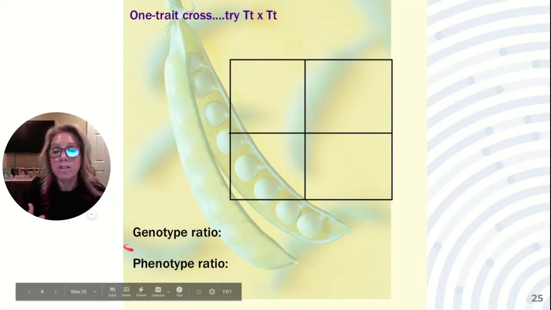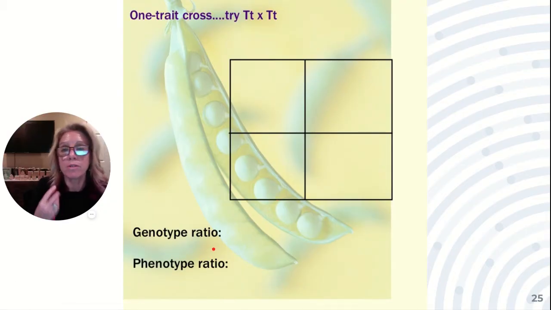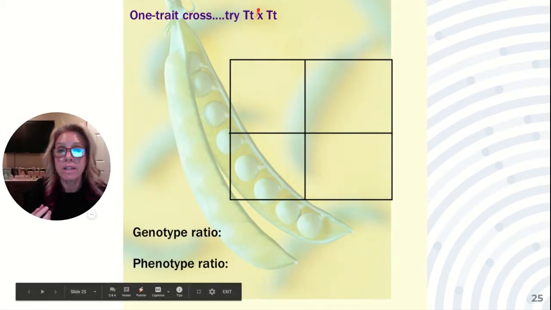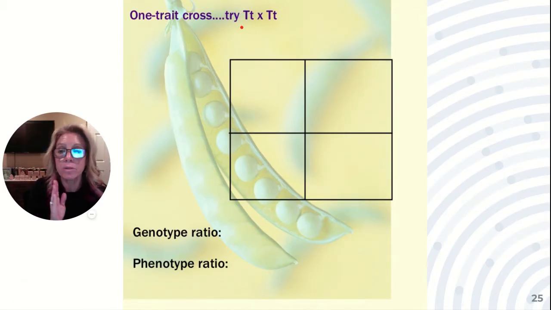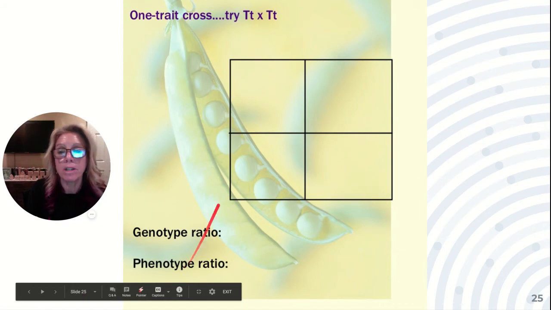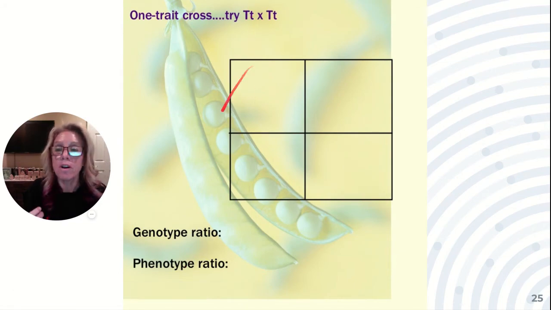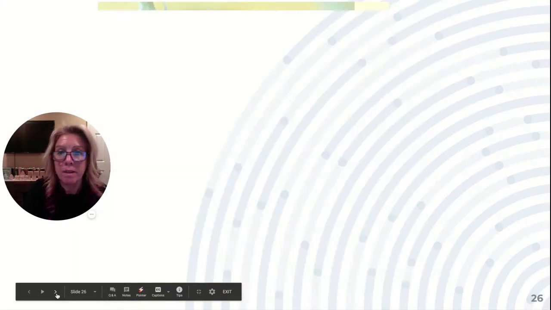Then from that, you get a genotype ratio. Genotype is what are the alleles. For instance, in this case, the alleles are big T, little t. That's the genotype, the actual genes. And the phenotype ratio is what it looks like. What does a big T, little t look like? It looks tall. So let me show you what that would look like.